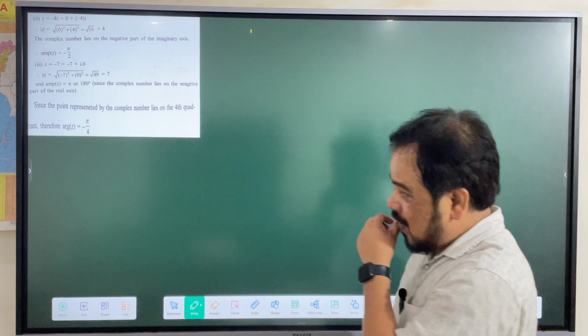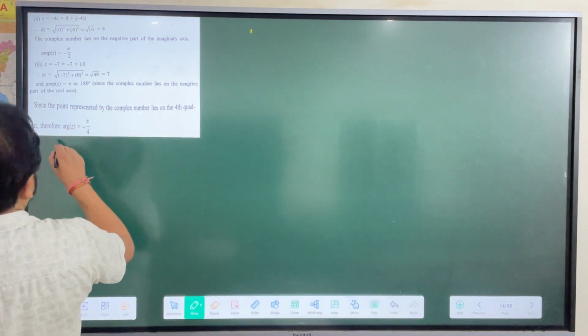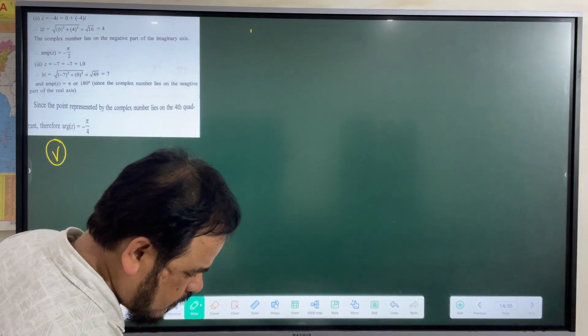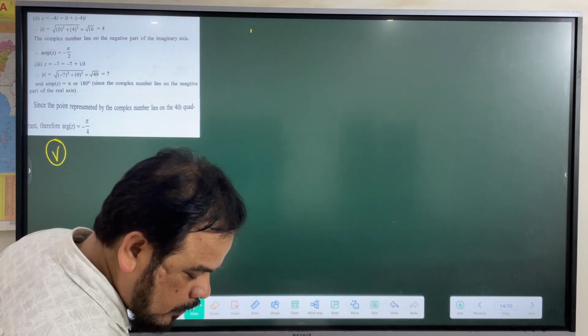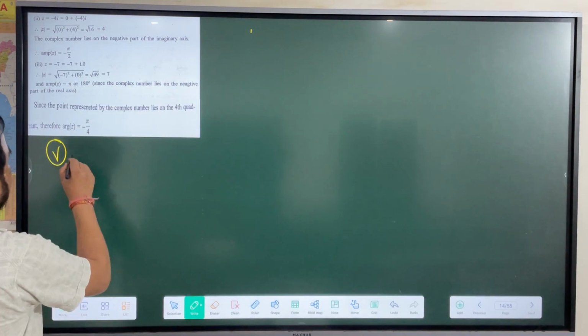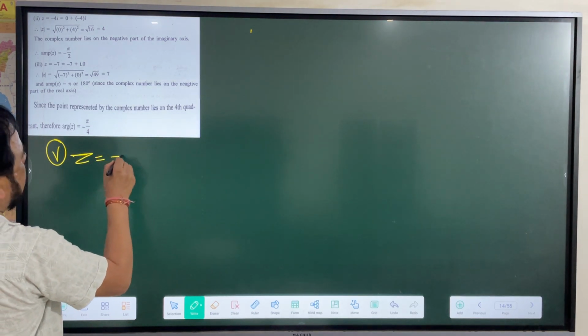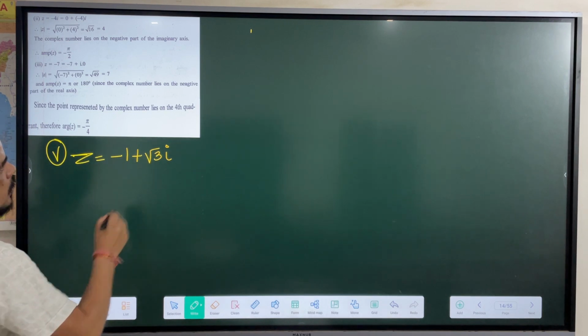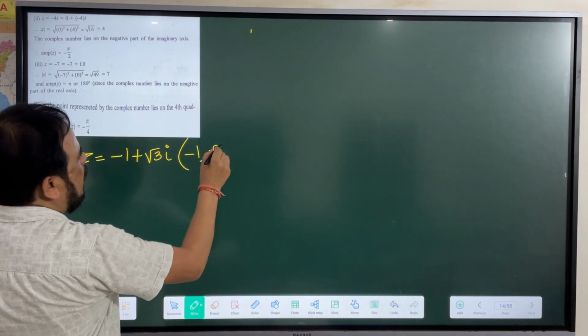Number 5. Number 5, minus 1 plus root 3 i. So z equals minus 1 plus root 3 i. So what is the ordered pair? Minus 1 comma root 3.